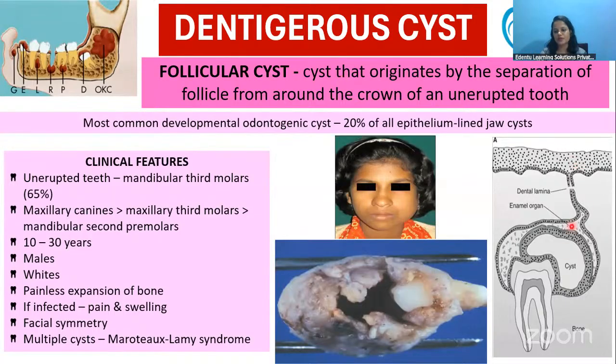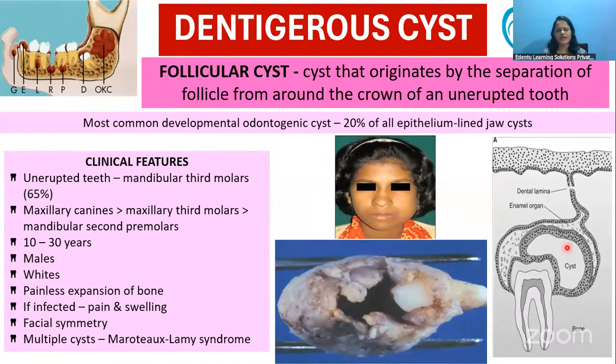So that will result in the formation of a cystic structure like this shown here. That kind of cyst is called the dentigerous cyst or the follicular cyst. Why follicular? Because it results in the separation of the follicle from the crown of the unerupted tooth. So that's why it's called a follicular cyst.